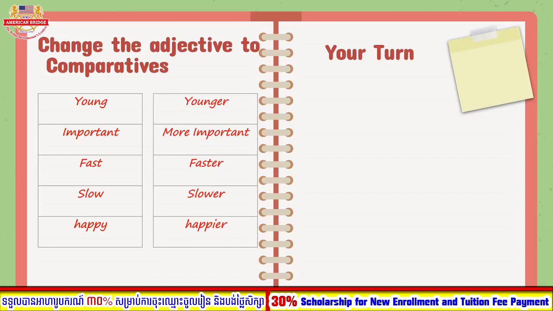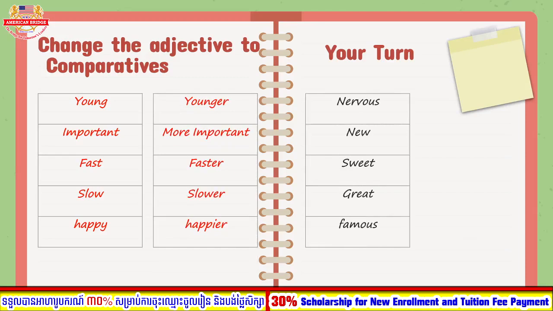Now this one is your turn. You need to write this down into your notebook and change these to comparative: nervous, new, sweet, great, and famous, right? I hope that you can do it as well. Now let's go to the next one.